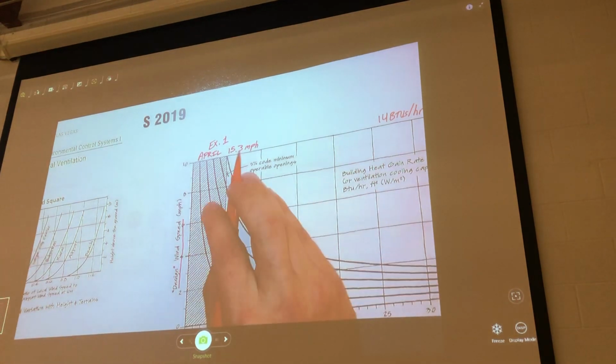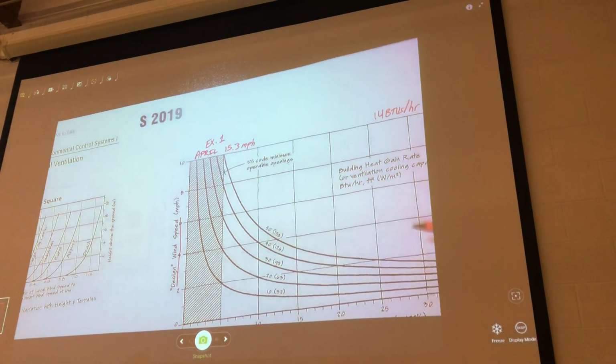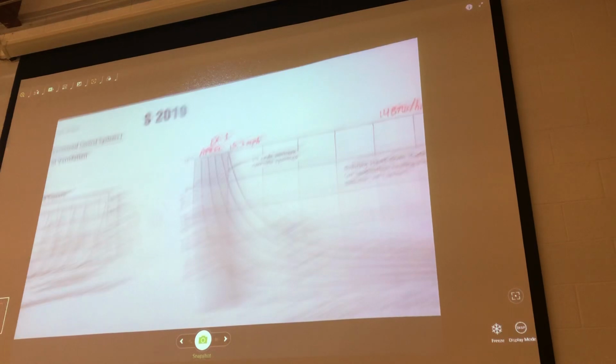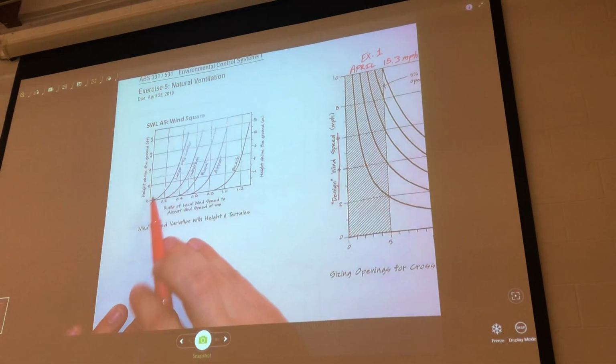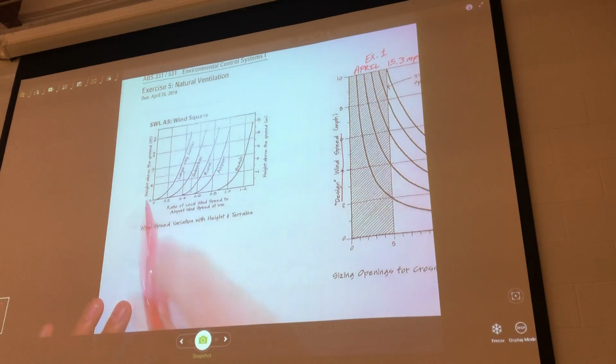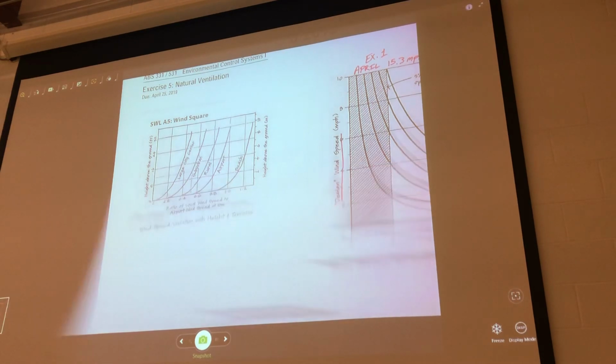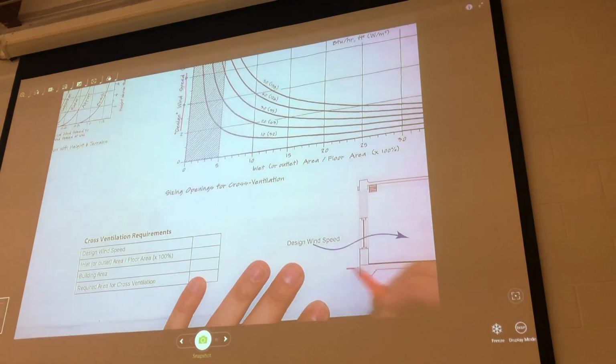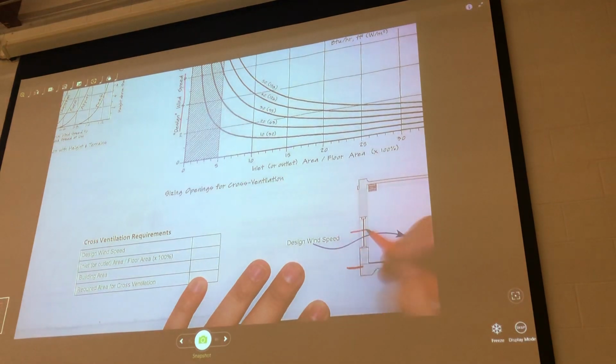Now, this 15.3 is taken at McCarran Airport, where it's 32 feet off the ground in completely open fields. So we need to adjust for that. So we need to know what kind of condition are we designing with, and how high are our openings off of the ground. Now, in this case, we're looking for what's the height from ground level to center of our opening.